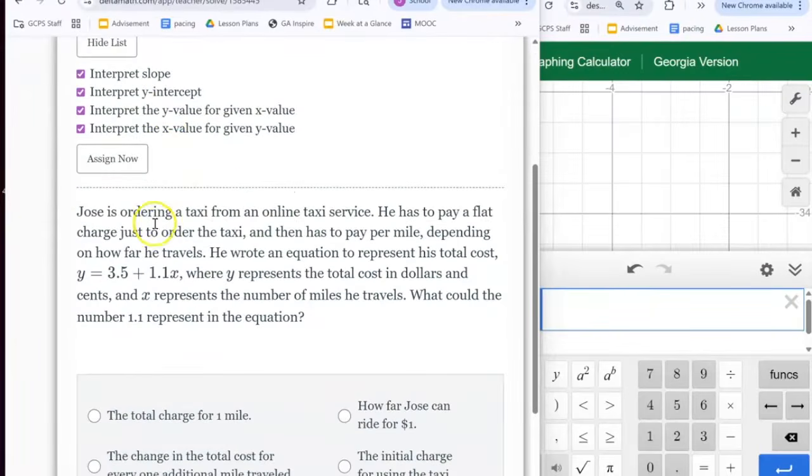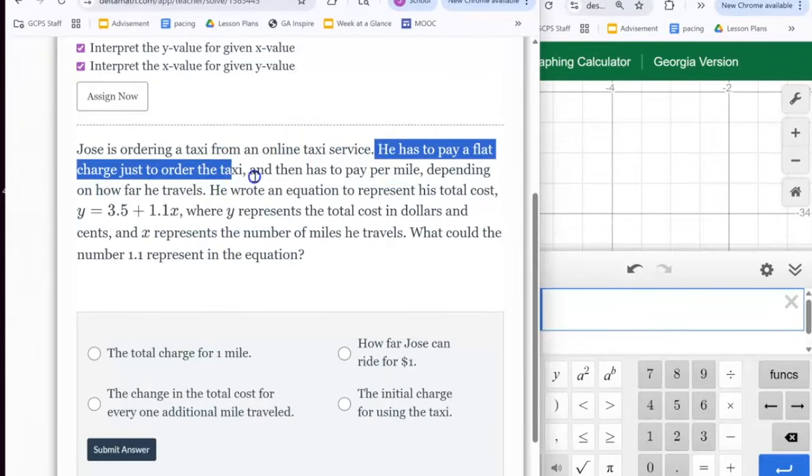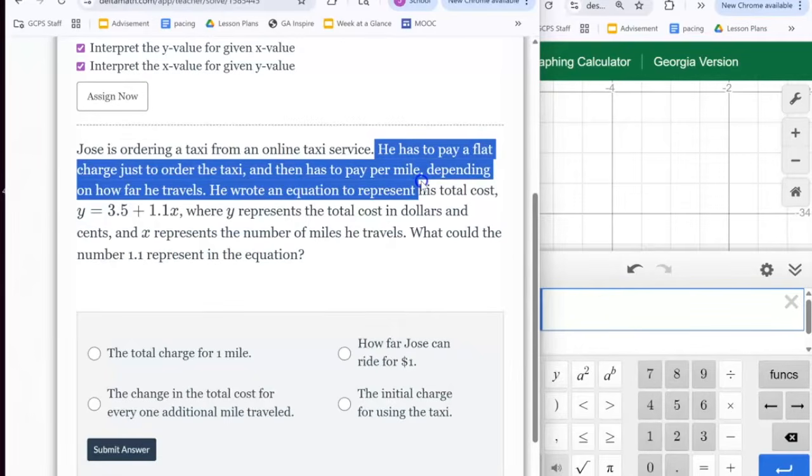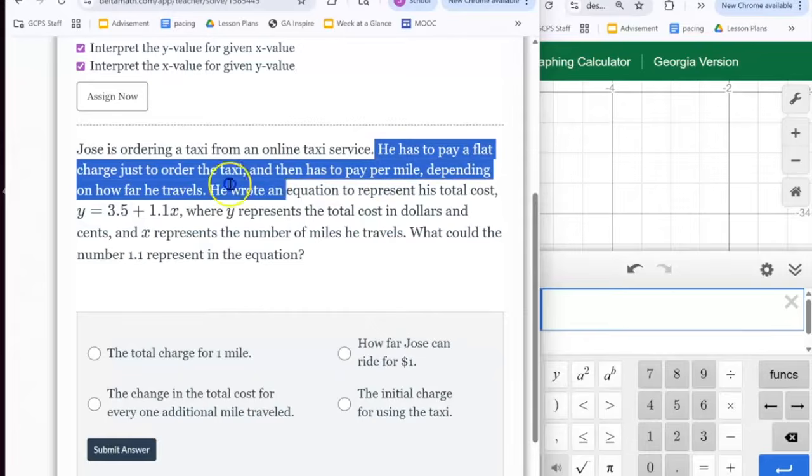All right, so we're going to interpret slope. Again, Jose is ordering a taxi from an online taxi service. He has to pay a flat fee just to order the taxi, and then he pays per mile. So there are 2 numbers again, one that happens once and one that happens every something. In this case, it looks like it's per mile, depending on how far he travels. He wrote an equation to represent his total cost.